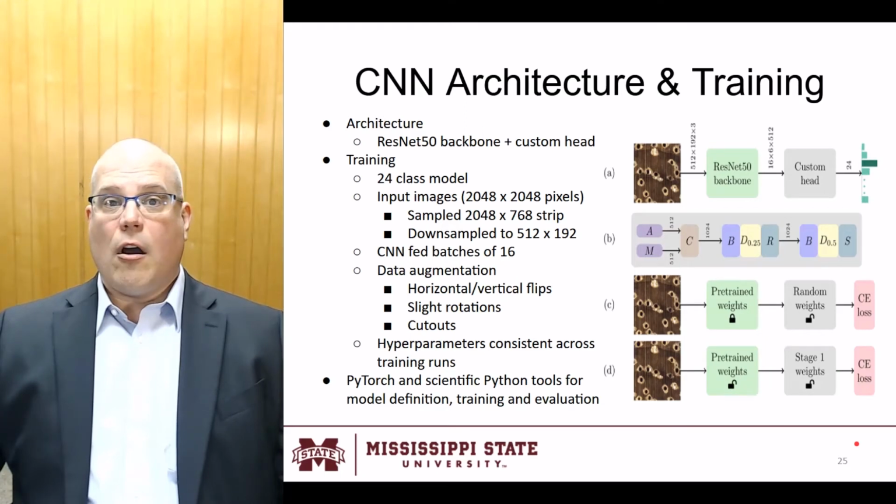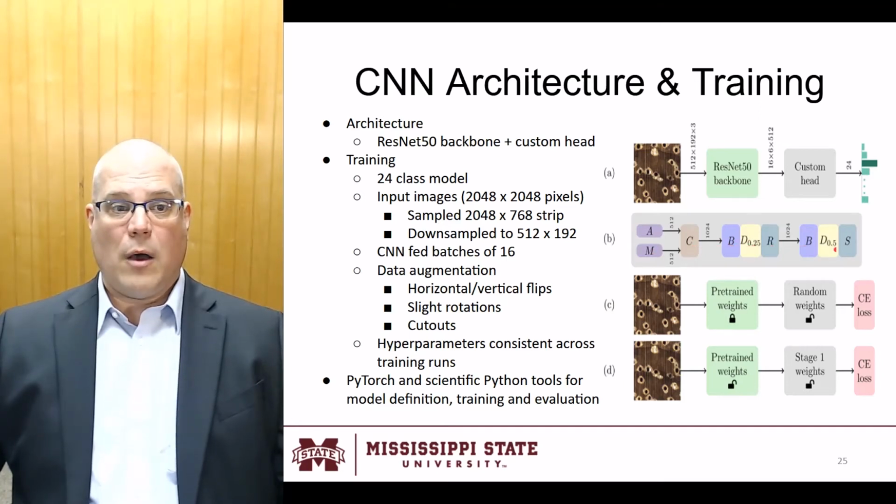Here's our CNN architecture and training scheme. We'll start with figure A. You can see the architecture is made up of the ResNet 50 backbone and the custom head. We go down to figure B. We can see the details of the custom head. This is average pool, max pool, concatenation, batch norm, dropout, ReLU, batch norm, dropout, softmax. We use a cross entropy loss function.